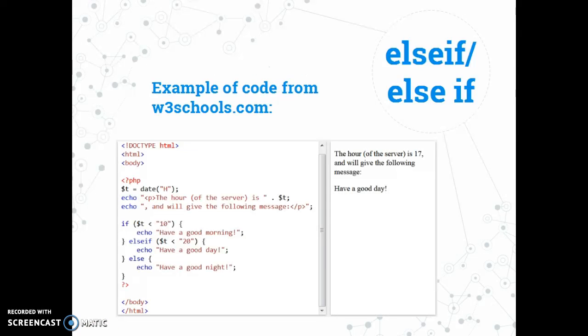This is the example from W3Schools. The if statement says if the hour is less than 10, the result will be "Have a good morning." Else, if the hour is less than 20, the result will be "Have a good day." Or else, the result will be "Have a good night."